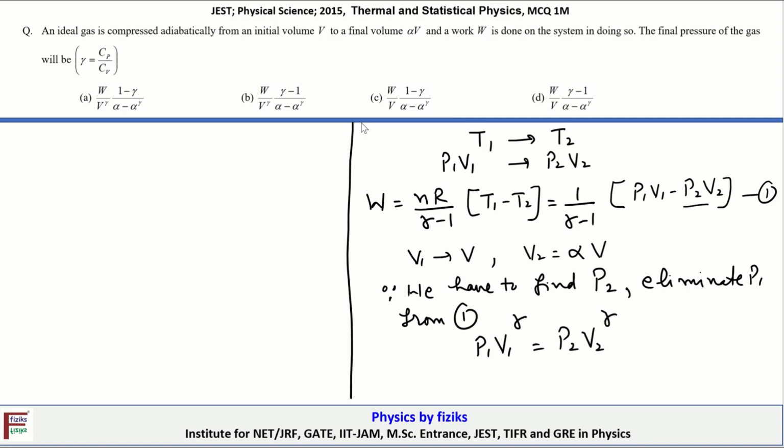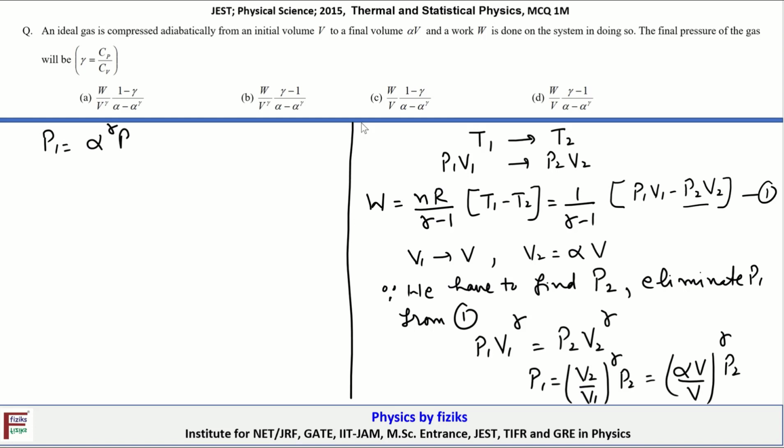From here I can write P1 in terms of P2. So P1 is equal to V2 by V1 power gamma, multiplied by P2. V2 is alpha V, upon V1, which is V, its power gamma, and then multiplied by P2. That means P1 is equal to alpha power gamma multiplied by P2. Let's call this equation 2. Now substitute the value of this P1 in equation 1.